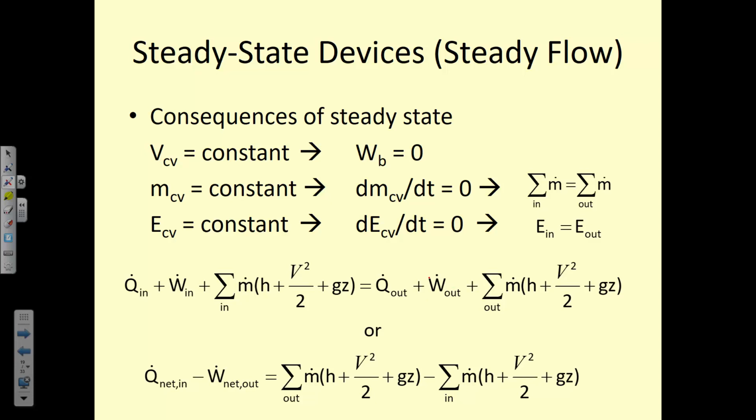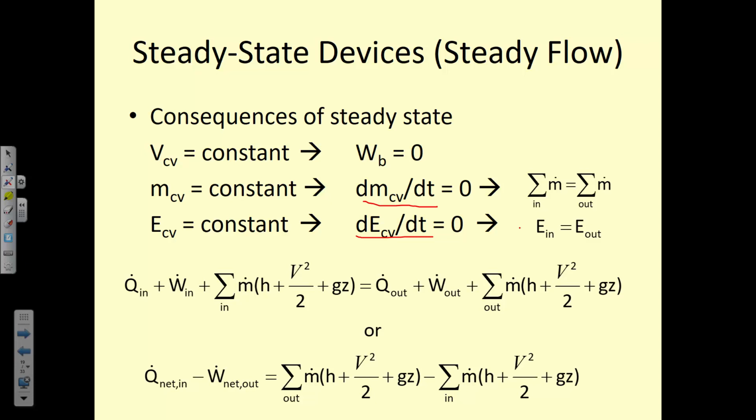Also, our mass isn't changing. So this dm/dt term, which we would find in a mass balance, is 0. And our energy is not changing. So that is also 0. That doesn't mean we don't have energy interactions going on through our system. It just means that whatever is coming in is balanced by whatever is leaving. So the total energy of the system is not changing over time.